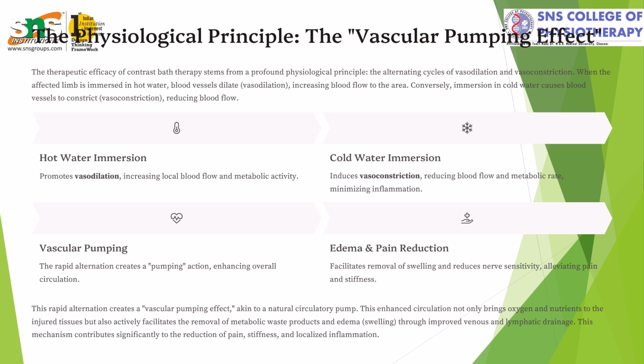So the edema and pain are getting reduced, which facilitates the removal of swelling and reduces nerve sensitivity, alleviating pain and stiffness. The rapid alteration creates a vascular pumping effect, like a natural circulatory pump. This enhanced circulation not only brings oxygen and nutrients to the injured tissue but also actively facilitates the removal of metabolic waste products and edema. Through improved venous and lymphatic drainage, this mechanism contributes significantly to the reduction of pain, stiffness, and localized inflammation.